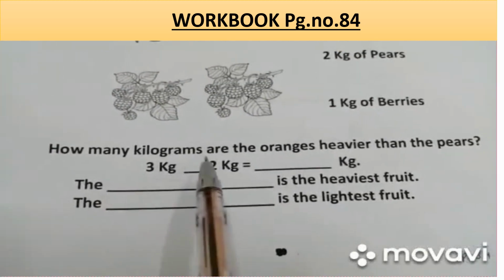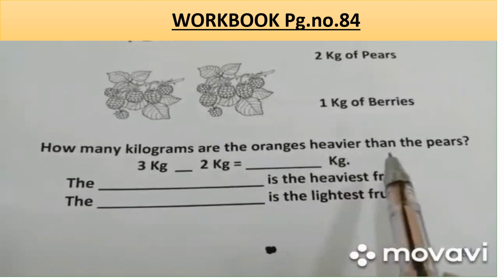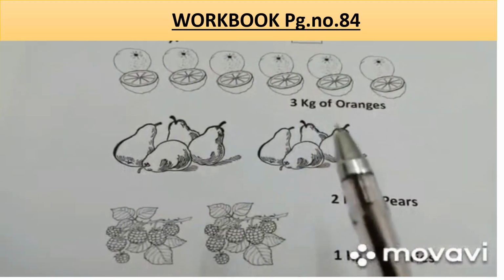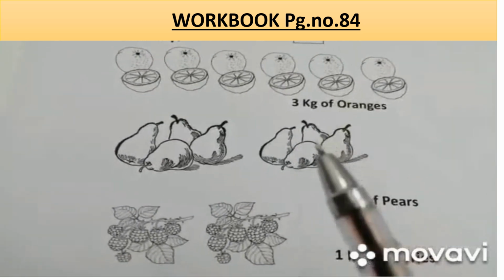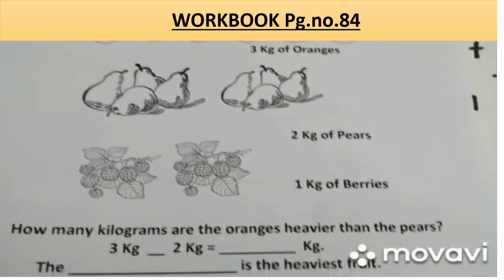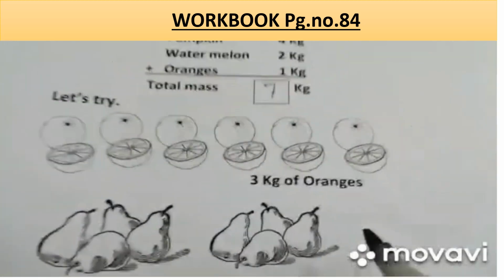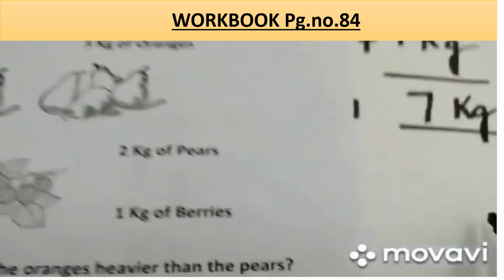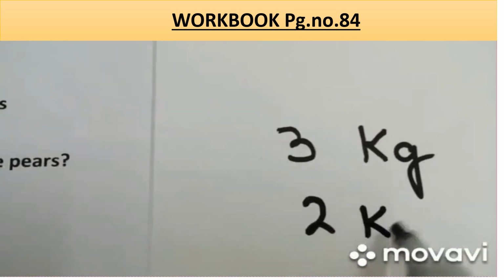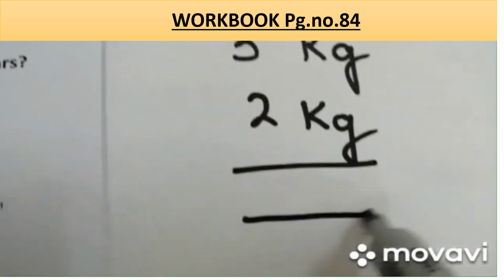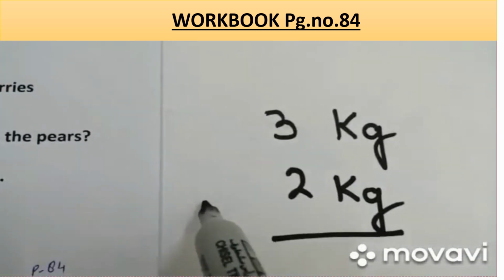So let's solve this question also. How many kilograms are the oranges heavier than the pears? Now we have to find how much oranges are heavier than pears. Okay, let's solve this question. See, oranges are how much? It's 3 kg. We will write here first of all 3 kg. It's oranges. Now what is the weight of pears? It's 2 kg. So when we want to find the difference, what will we do? We will do subtraction, means minus.